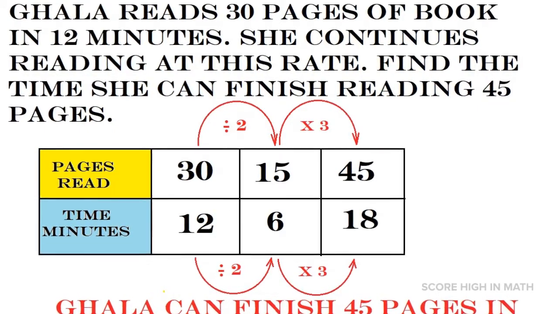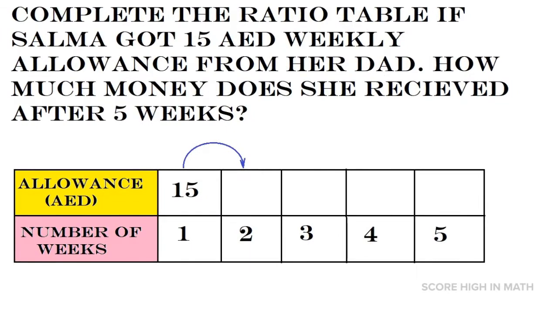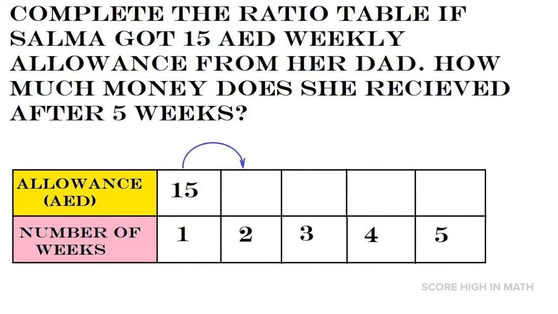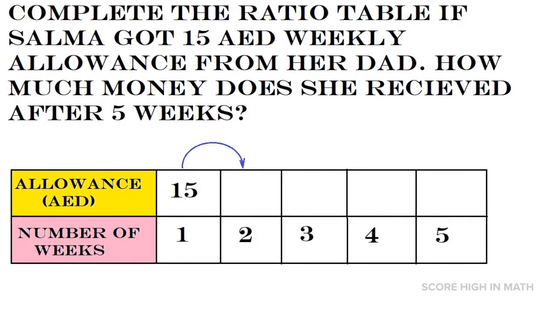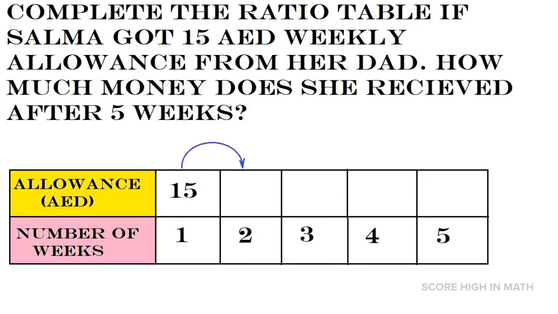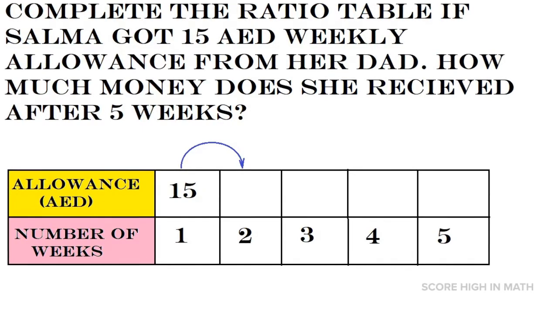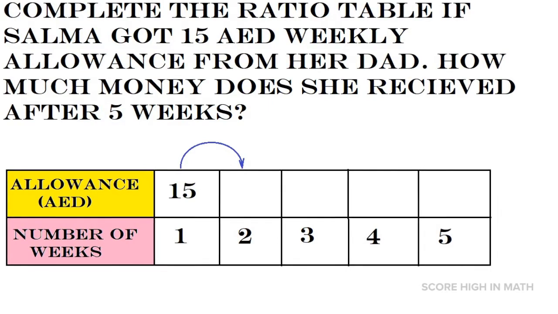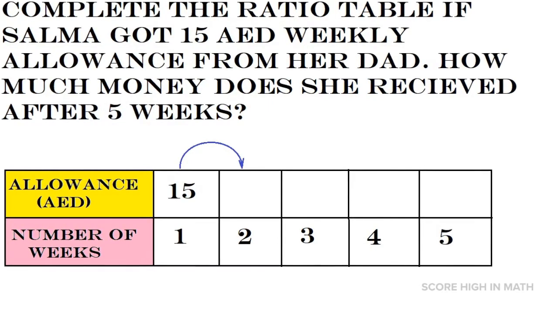It is easy, right? Let us work on another example so that you can go along with the lesson very well. Complete the ratio table if Salma gets a 15 dirhams weekly allowance from her dad. How much money does she receive after 5 weeks? We're going to draw another ratio table. The first row is the allowance in dirhams and the second row, the number of weeks. Let us draw 5 columns indicating 5 weeks.